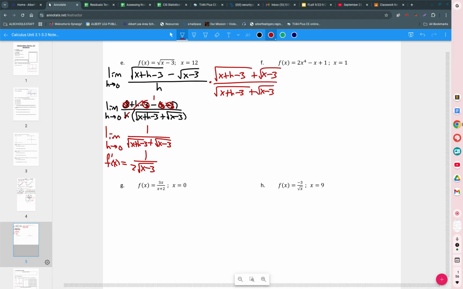And in this case, I'm asked to find the derivative at x equals 12. So f prime of 12 is equal to, the derivative as a function is 1 over 2 roots of x minus 3. And we'll talk more about what it means for a derivative to be a function. But I plug in 12. 12 minus 3 is 9. Square root is 3, times 2 is 6. I get 1/6. This is the same type of process that we did before, just a slightly different rule.